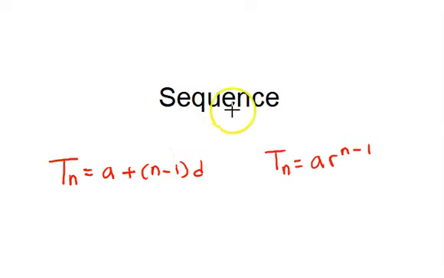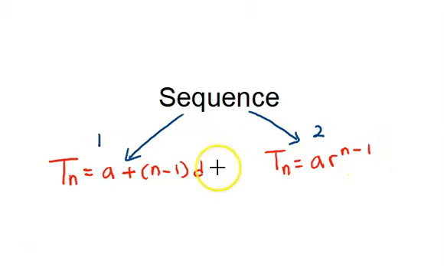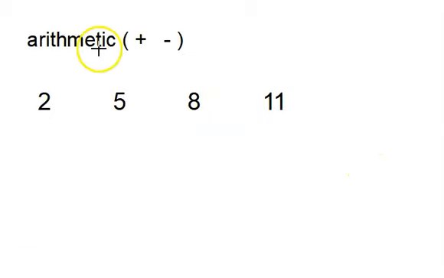In this video, I'm going to explain to you about sequences, where I'm going to explain how to use this formula number 1 and also this formula number 2, for arithmetic sequences, where we will be applying the positive and also the negative. Okay, so for example, this is a sequence of numbers.